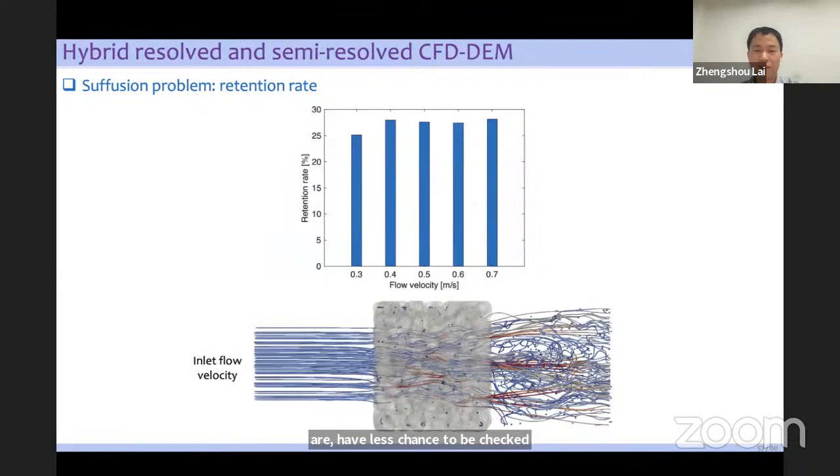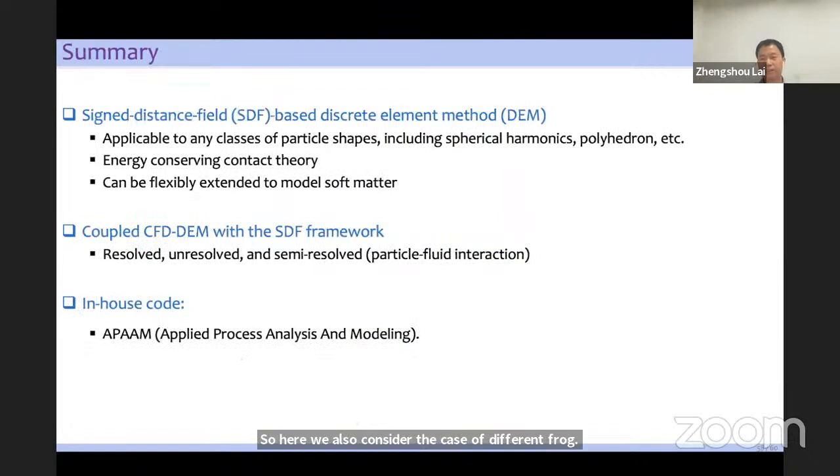So here we also consider the case of different flow velocity. I will just skip this. So I will give a brief summary.